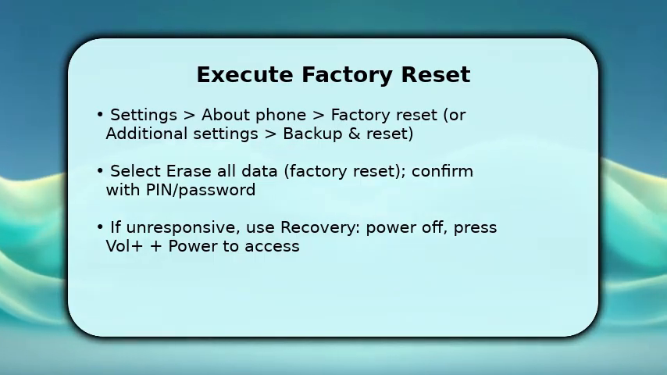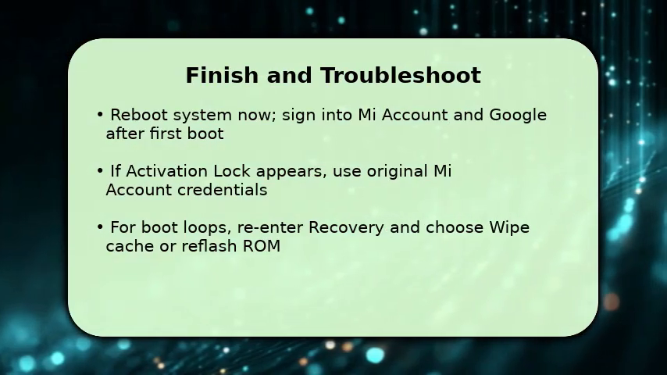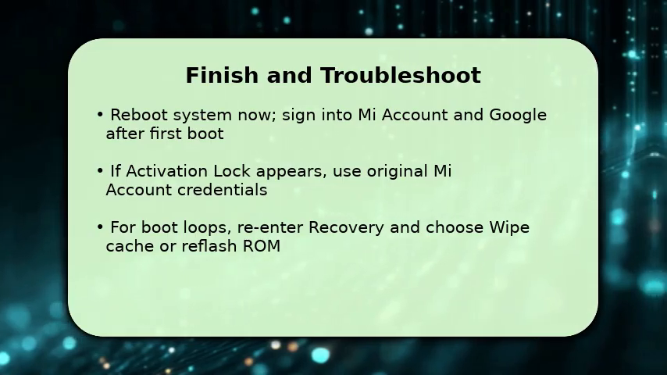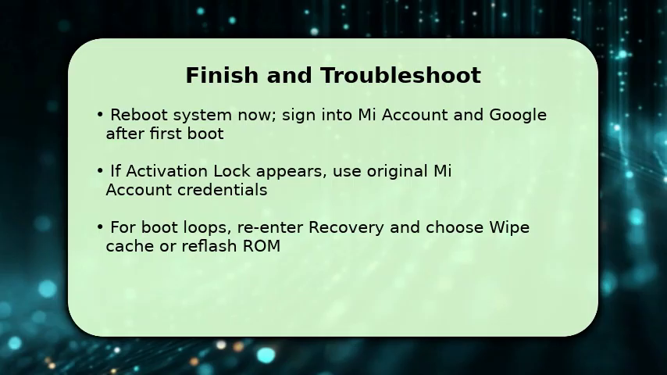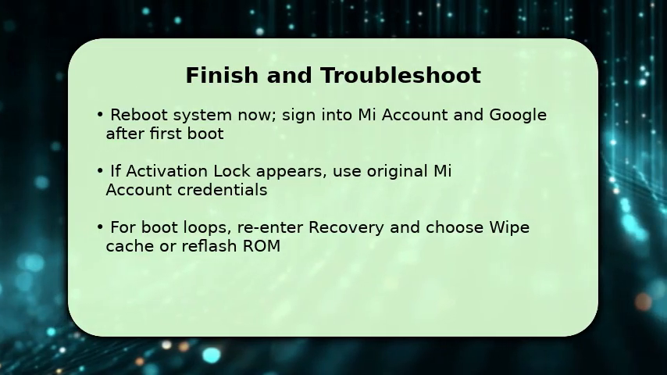You finish by rebooting and verifying access so the phone is fully usable. After wipe data completes, choose Reboot System Now and wait. Initial boot can take several minutes while Android rebuilds. Once booted, sign into your My account and Google account to restore backups and remove activation lock.